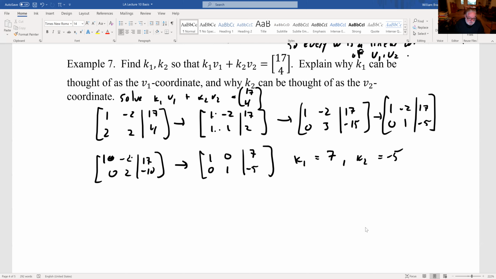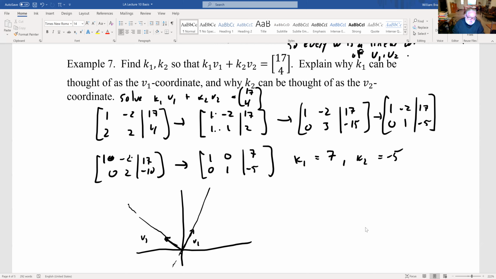So we can actually think about this in terms of, here's our vectors v1 and our vector v2. There's a v1 axis defined by that line and a v2 axis, just like we have an x-axis and a y-axis defined by that line. The vector 17, 4 is over here somewhere.